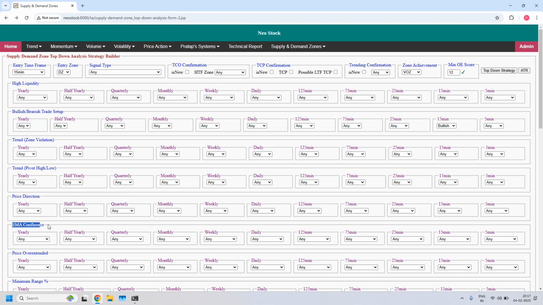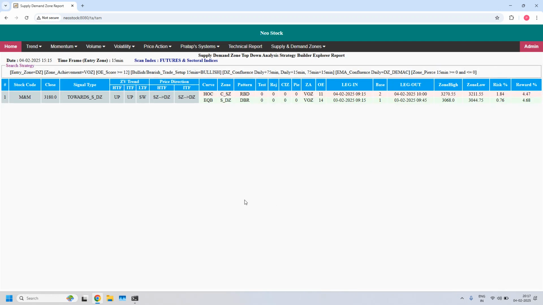In the EMA confluence at daily time frame. Why daily? Because 15 minute zone is part of the 75, both together part of the daily. Everything is inside daily. That's why we are looking for daily demand zone having daily EMA confluence or not. So we got the stock. So M&M is a high probability trade setup supported stock. So this is bullish trade setup for daily income trade.